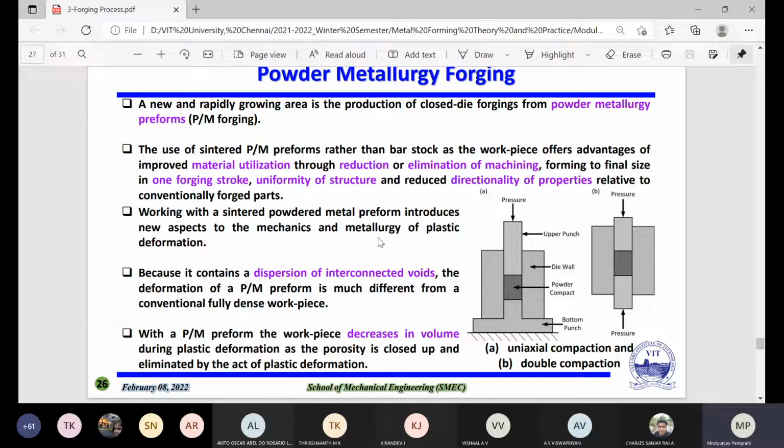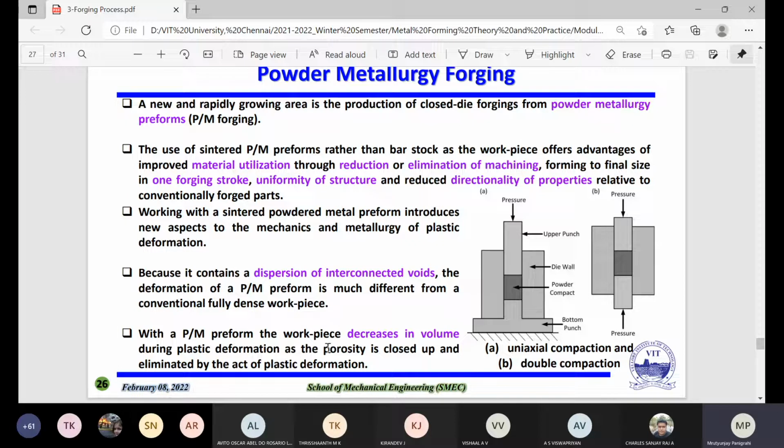Working with sintered powder metal preforms introduces a new aspect to the mechanics and metallurgy of plastic deformation. So if you want to go for a different perspective or new technology, of course you have to find out the different mechanics of that mechanism. Because it contains a dispersion of interconnected voids, the deformation of a powder metallurgy preform is much different from a conventional fully dense material. Here we have voids, so it has a lot of pores, high porosity material. Whatever we have discussed up to now were dense materials, so the mechanisms will be different.